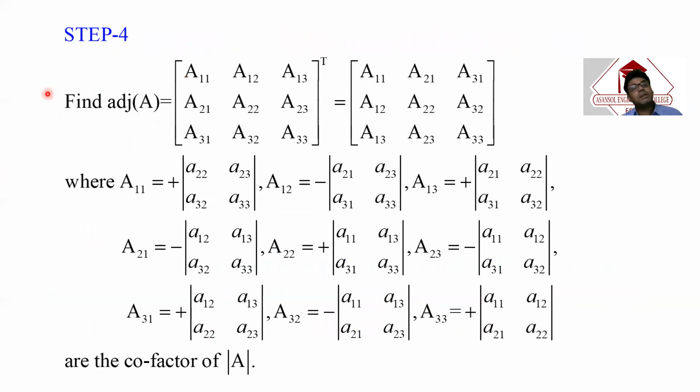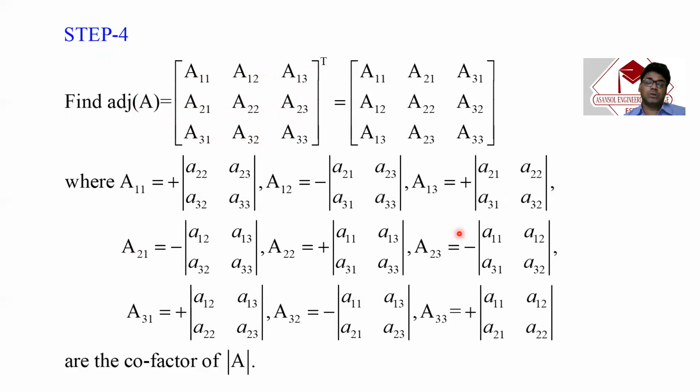Next, step number 4. What is your target? Our target is to find A inverse. So what is your formula? A inverse equals adjoint A by det A. So in this step 4, we have to calculate the adjoint of A. So already you know A11, A12, A13, A21, A22, A23, A31, A32, A33. What is this?